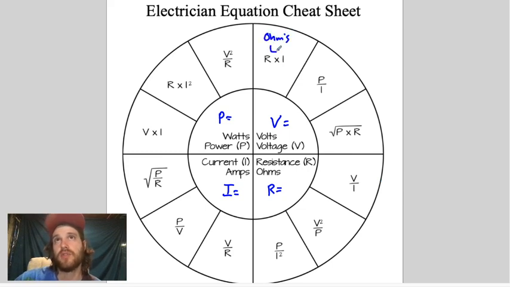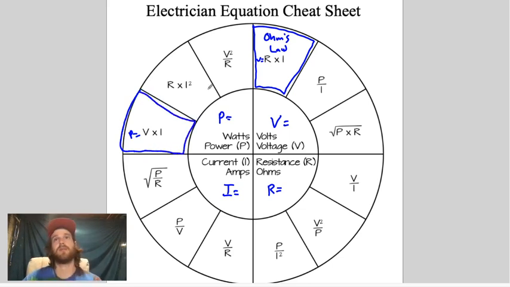Ohm's law, which is right here. So V equals IR. The voltage is equal to the resistance in ohms times the current in amps. V equals IR, or V equals RI. It doesn't matter the order. We also learned this one here, P equals V times I. Power is equal to voltage times the current in amps.